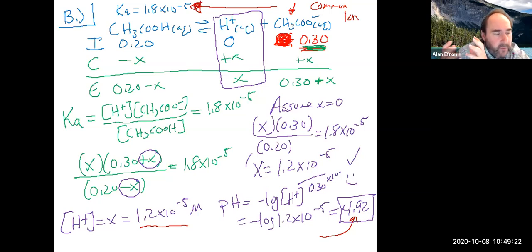So this is what we would expect to happen here because of that common ion effect, causing the equilibrium to shift to the left, keeping the H plus on the acid, not allowing as much free H plus floating around the solution. And again, we would expect that the pH would rise in comparison to the acid by itself. Any questions on that there?